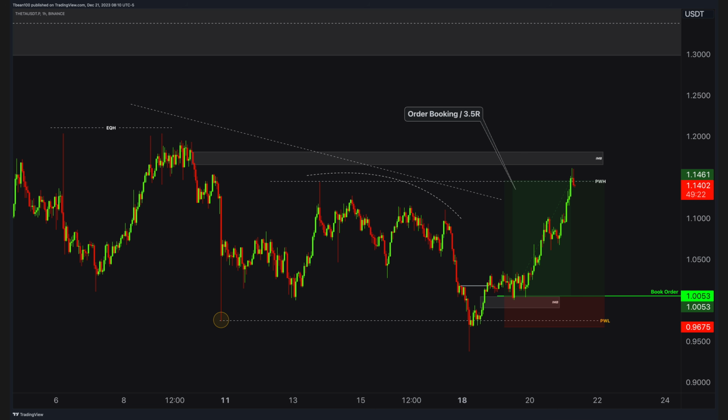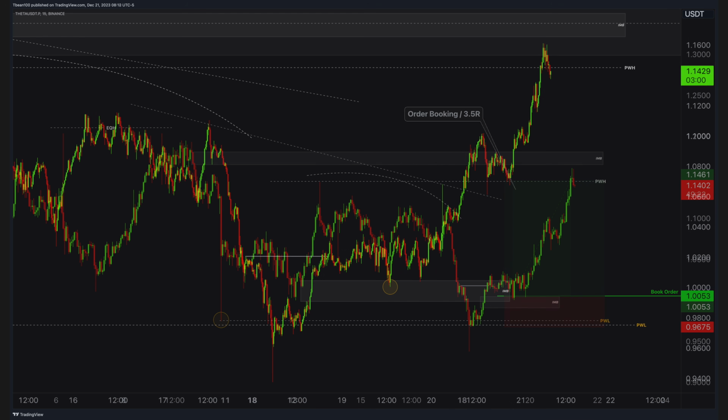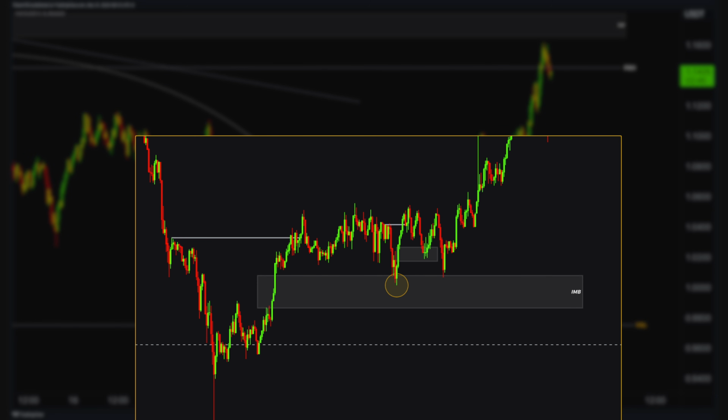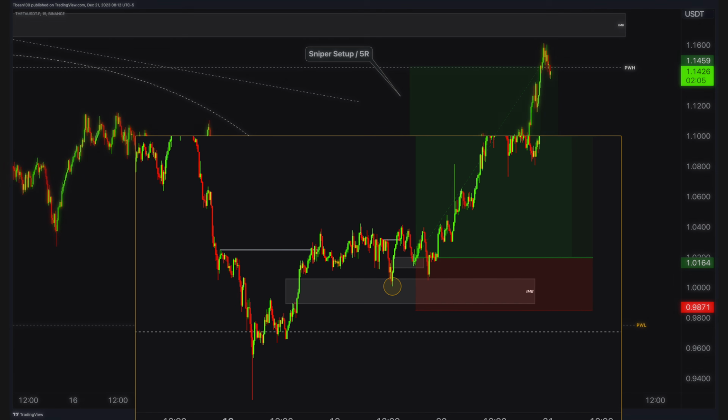How about sniper entries? First of all, imagine that you set your alarm right above this imbalance, somewhere around here. Let's talk and zoom in the area. When the price taps the imbalance, you open lower timeframes. You are waiting for the microstructure shift with an imbalance like this one here, and building yourself a sniper entry with over 5R.